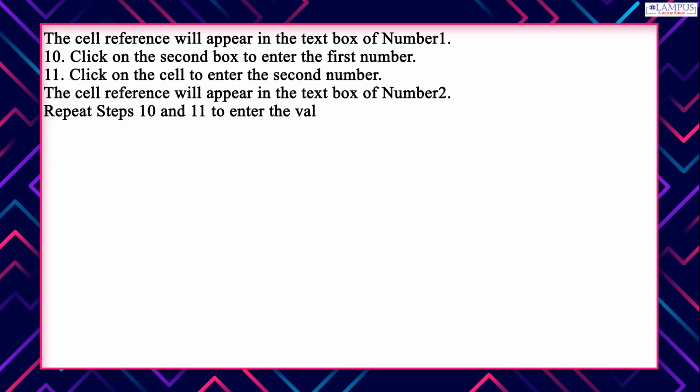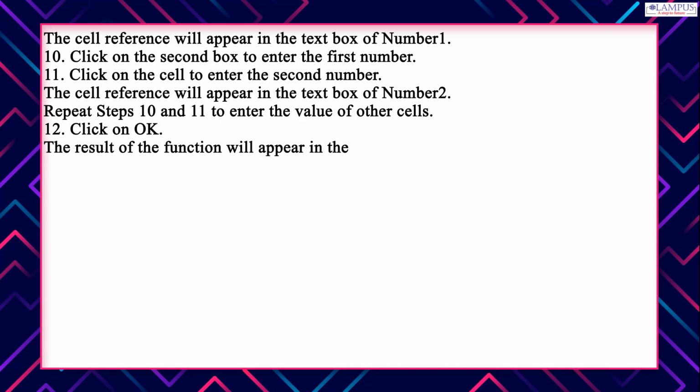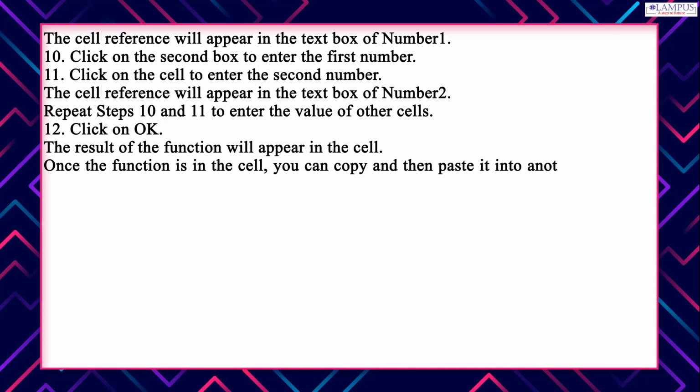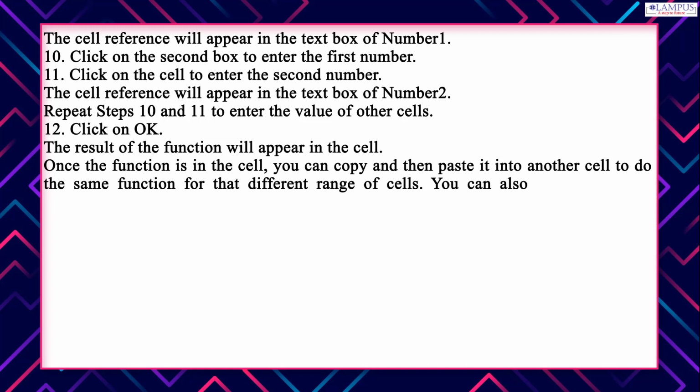Repeat steps 10 and 11 to enter the values of other cells. 12. Click on OK. The result of the function will appear in the cell. Once the function is in the cell, you can copy and then paste it into another cell to do the same function for that different range of cells.